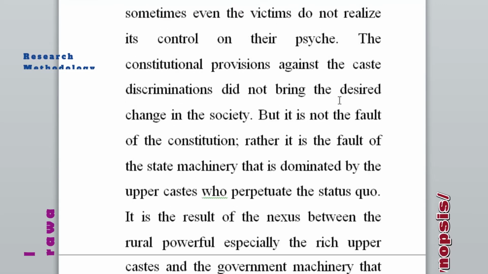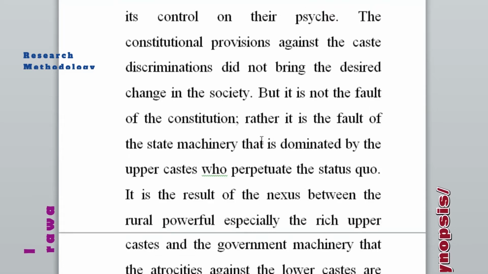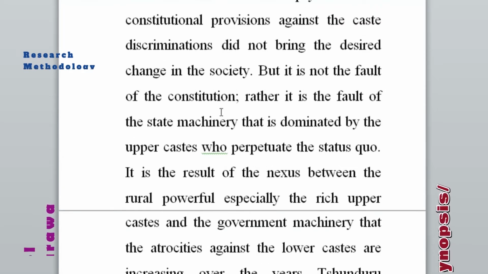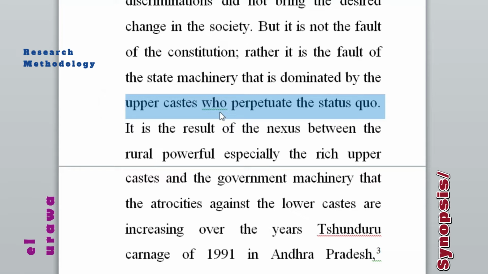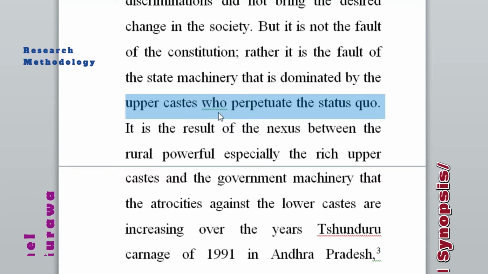Then in Indian society, caste existed as a homogenic culture, practice, and it shapes the human consciousness in a way that sometimes even the victims do not realize its control on their psyche. The constitutional provisions against caste discrimination did not bring the desired change in the society, but it is not the fault of the constitution, rather it is the fault of the state machinery that is dominated by the upper caste, who perpetuated the status quo.